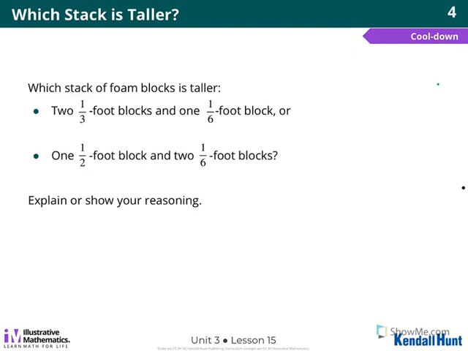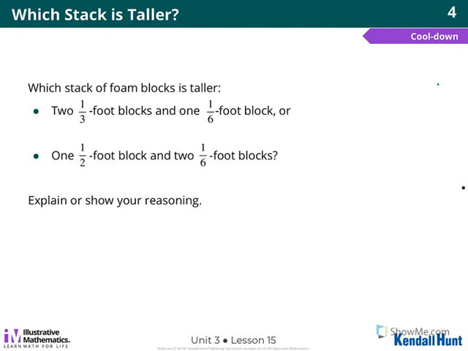Hi guys, this is Unit 3, Lesson 15. So we're going to take a look at some stacks of foam blocks. Which stack is taller? Two 1/3 foot blocks and one 1/6 foot block, or 1/2 foot block and two 1/6 foot blocks. Explain or show your reasoning.